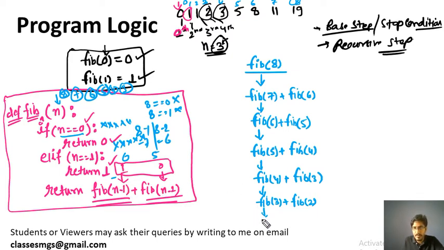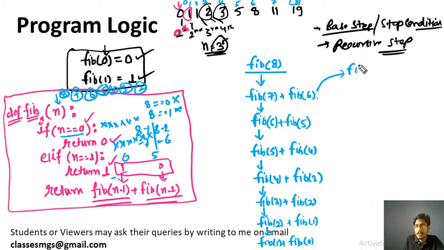Fibonacci 2 plus Fibonacci 1 will be called. Now Fibonacci 2, n equals 2. In this case, n equals 1 is false, n equals 0 is false. So Fibonacci 1 plus Fibonacci 0 will be called. Okay. Now in the same way, this tree will continue emerging like this.